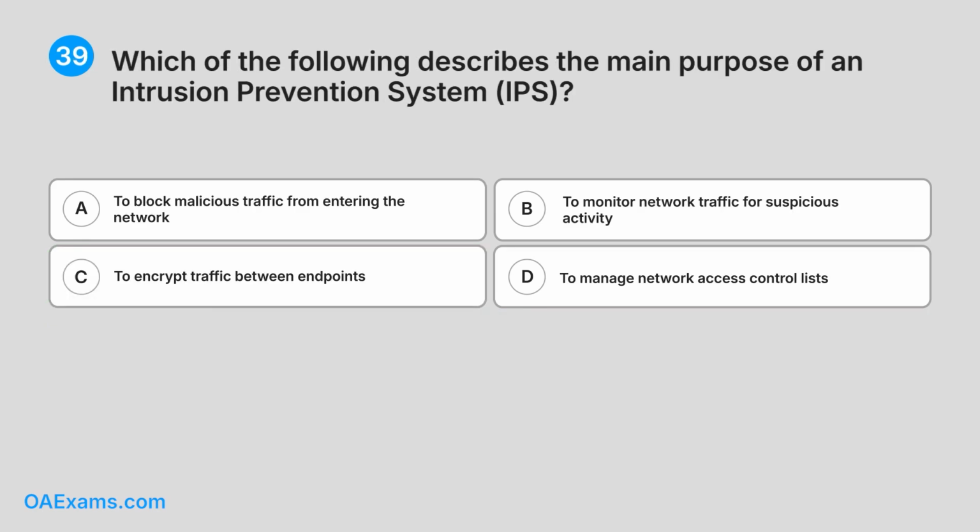39. Which of the following describes the main purpose of an intrusion prevention system, IPS? A. To block malicious traffic from entering the network. B. To monitor network traffic for suspicious activity. C. To encrypt traffic between endpoints. D. To manage network access control lists. Do you know the answer?